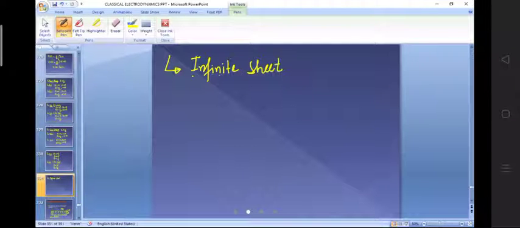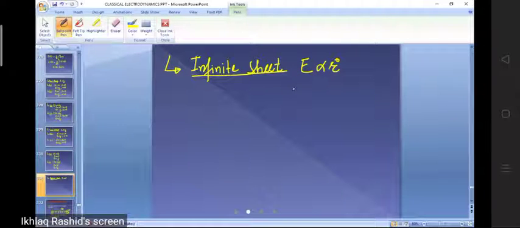For an infinite sheet, the electrostatic field, you will see it later on, is proportional to R to the power 0, which means that it's independent of R. For a point charge, electric field is proportional to 1 by R square. For a line charge, electric field is proportional to 1 divided by R. For an infinite sheet, electric field is independent of R. It does not depend upon R. So it means that if you plot the E versus R graph, it will be a horizontal straight line.